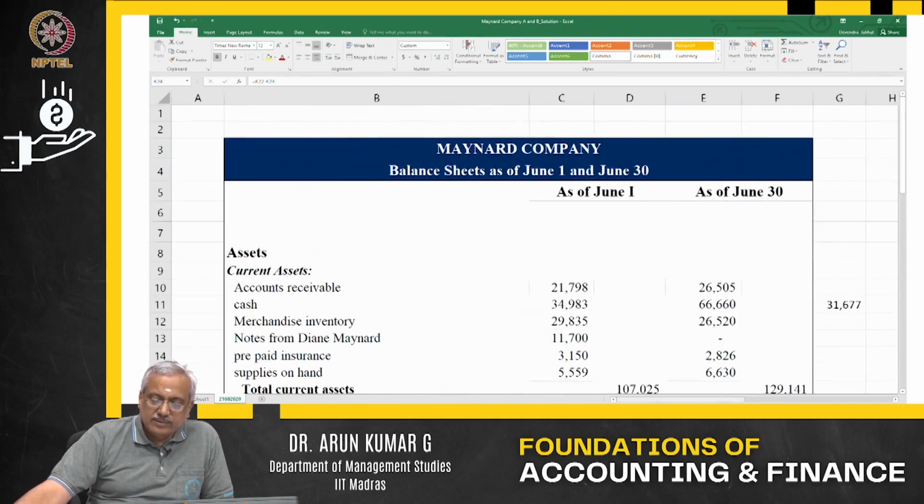Am I okay? I think if you spend some time on this, you will understand it better. I think we have solved the income statement as well as the balance sheet. So that completes our income statement and balance sheet part of it. Now we move to the next stage. Thank you.